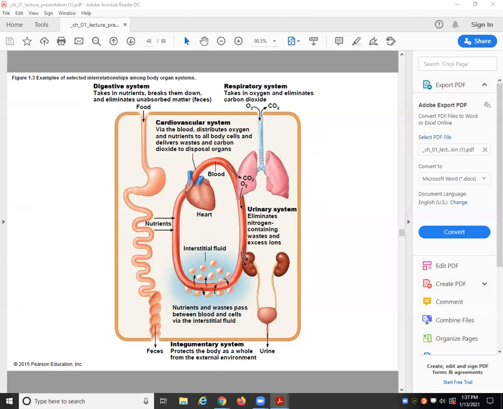Urinary system interacts with the cardiovascular system to eliminate waste. So they work together. Integumentary system is just protecting your body as a whole from the external environment. And I realize y'all couldn't see that, but that's basically what that shows you here. So again, interaction between the digestive system and the cardiovascular system, getting the nutrients, respiratory system, getting the oxygen and releasing carbon dioxide, urinary system, taking out the waste.